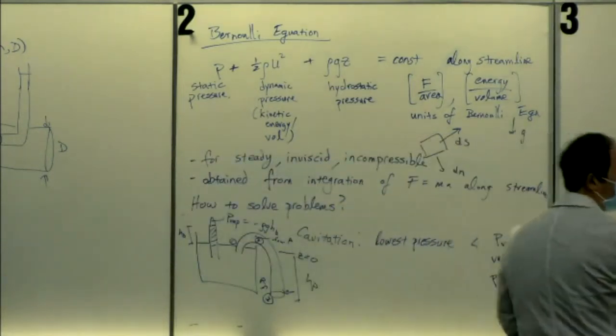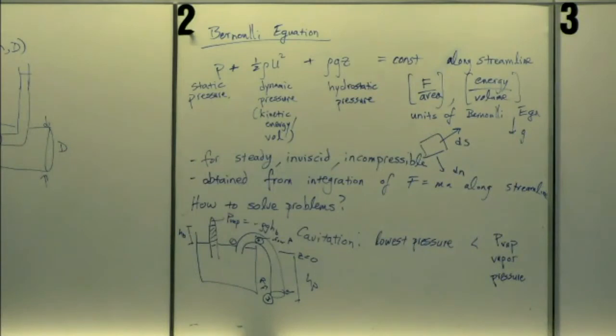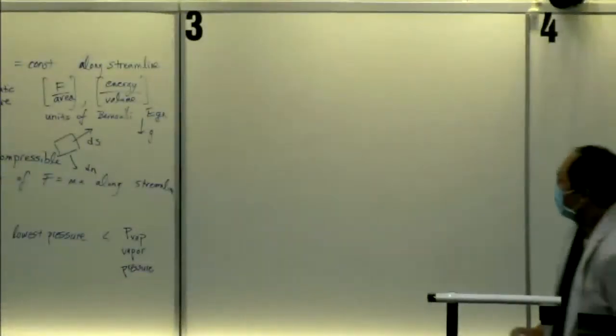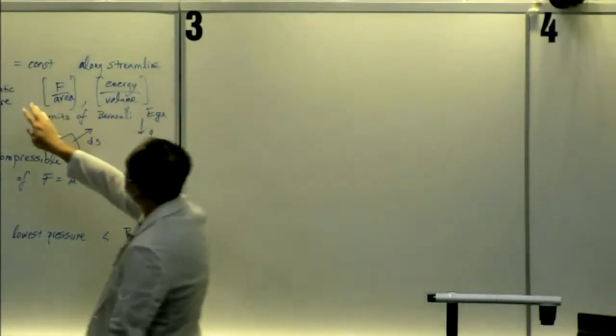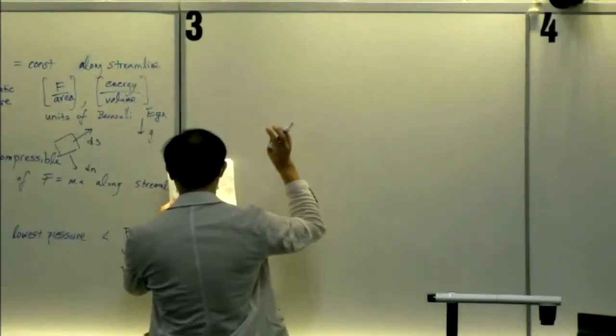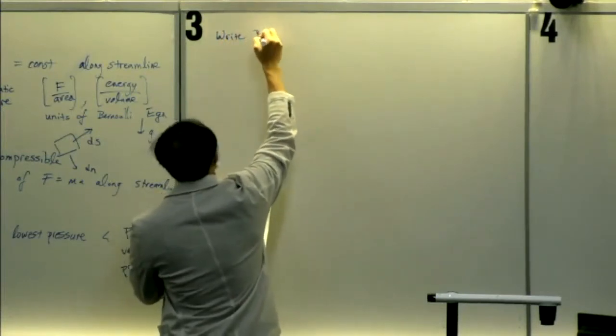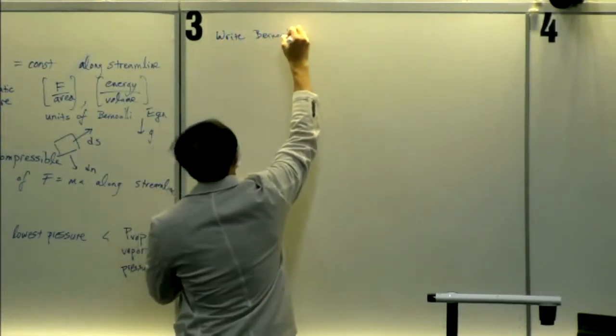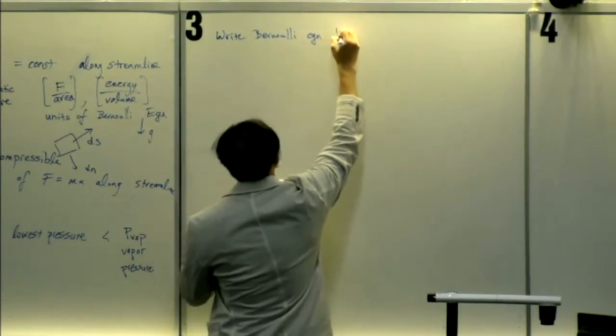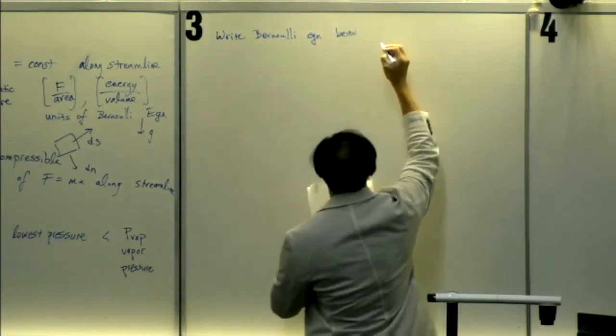So the general approach we use to solve open-ended problems like that is to write Bernoulli's equation between 2 points, and they have to be 2 points along a straight line.